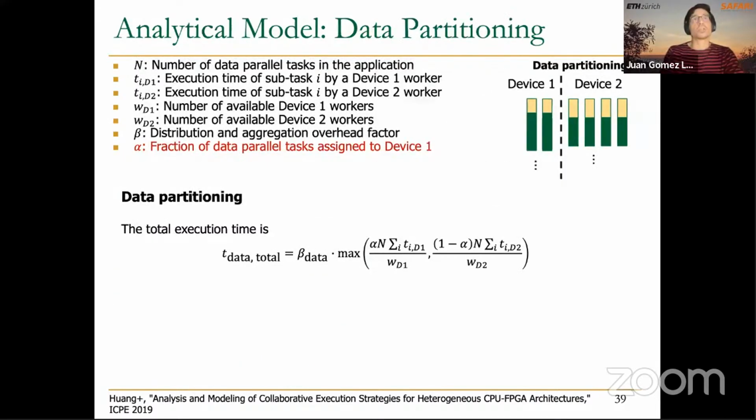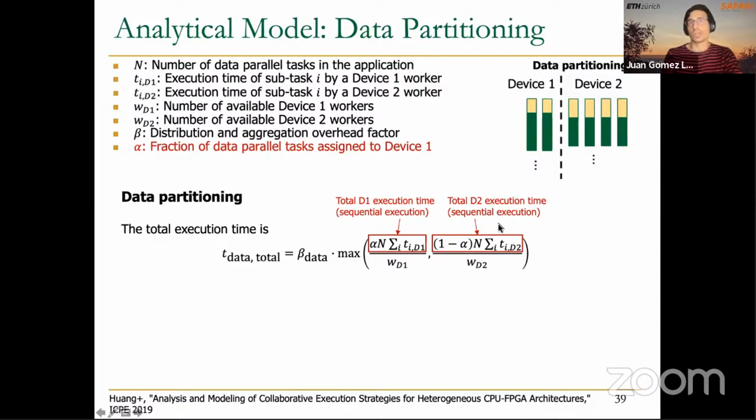So let's first talk about data partitioning. In data partitioning, we can model the total execution time with this expression. In this expression, you can identify the total execution time for device 1, assuming that we have assigned a fraction alpha of the tasks to device 1, and this is the total execution time for device 2. Notice that this total execution time is for the sequential execution, and it's divided by the number of workers that we have in either device 2 or device 1. So the total execution time is the maximum of these two, right?